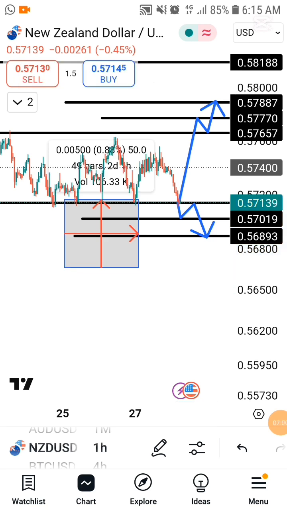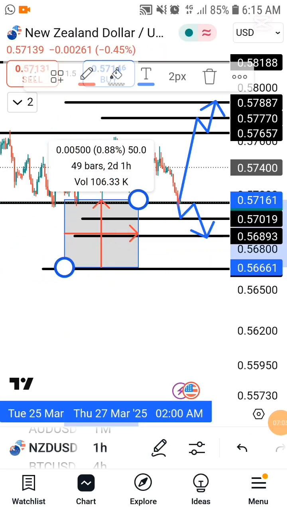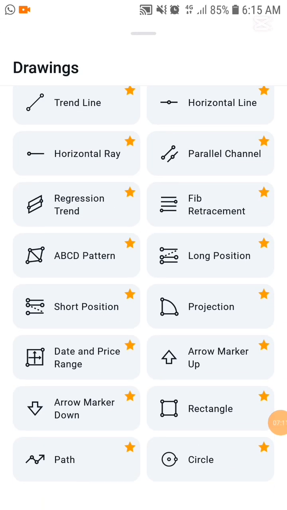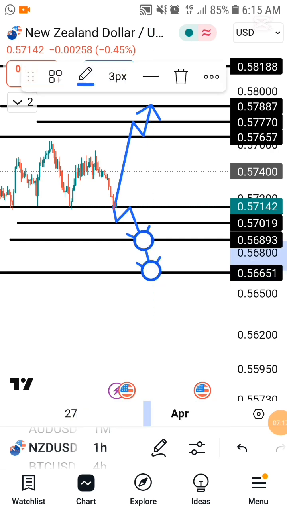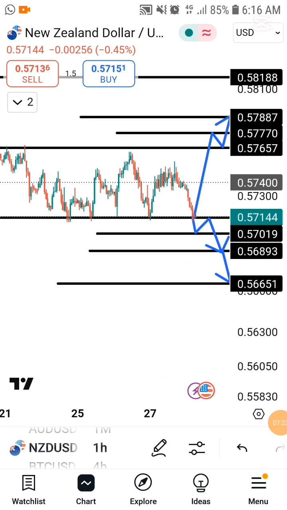It is the full distance of demand and supplier. Then this is your second take profit. Your second take profit is your final take profit. Can you see? Your second take profit here is your final take profit. This is it. This is how to trade a consolidation market.